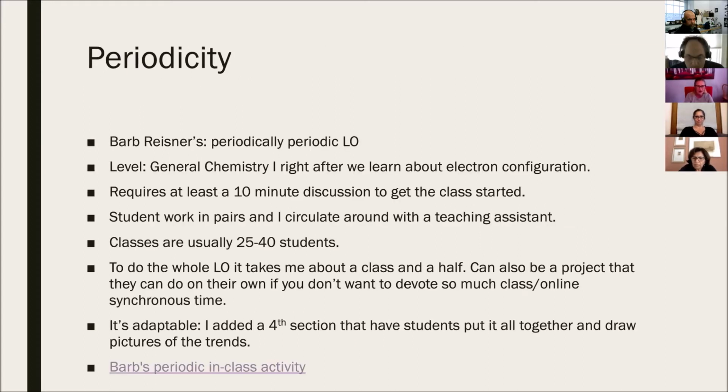All right, so first off, this comes from my General Chemistry 1 class. The LO I want to focus on is Barb Reisner's, and you guys are all going to know this one: Periodically Periodic. When I tell them I do Barb's Periodically Periodic, everyone says to me, oh yeah, I use that one too. So this is a great one for Gen Chem 1, right after you talk about electron configuration.